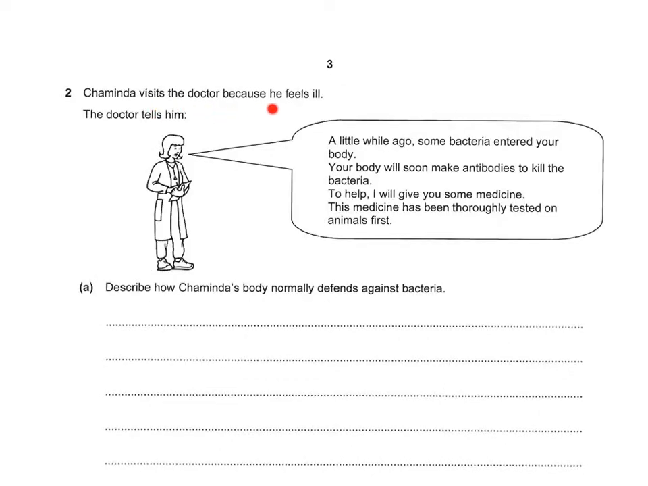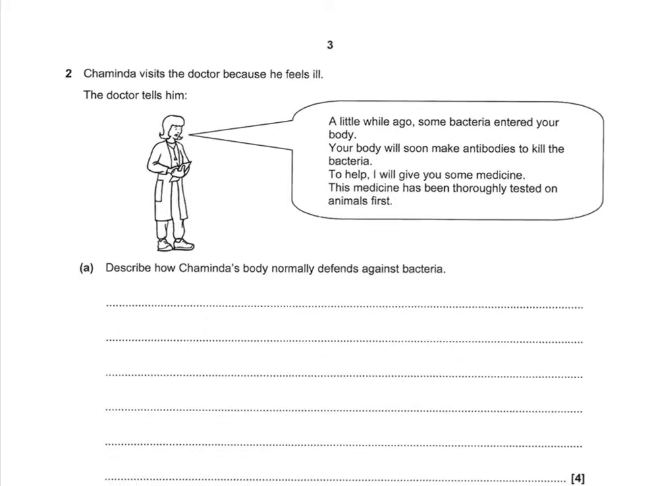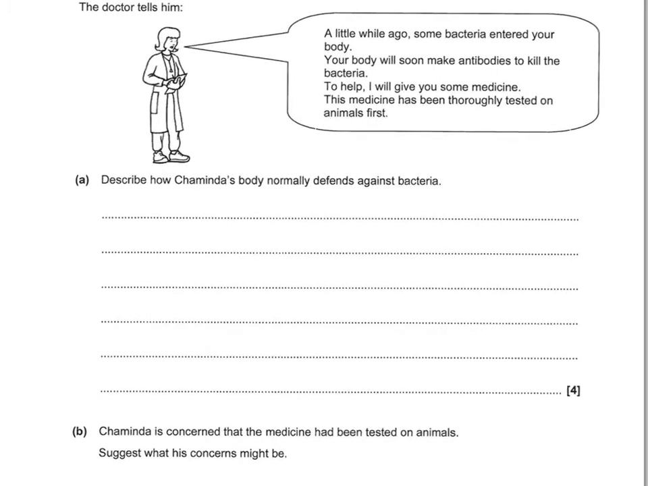Chaminda visits the doctor because he feels ill. The doctor tells him this: a little while ago some bacteria entered your body. Your body will soon make antibodies to kill the bacteria. To help, I'll give you some medicine. This medicine has been thoroughly tested on animals first. Describe how Chaminda's body normally defends against bacteria.